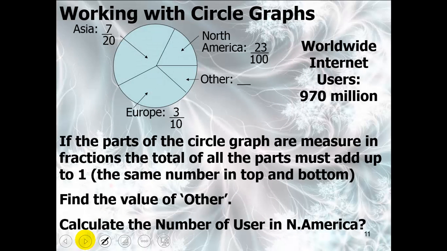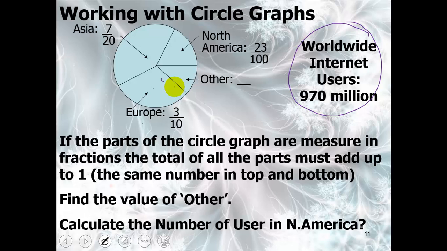All right. Last slide, working with circle graphs. What a circle graph does is it takes a population. In this case, we're looking at worldwide internet users, and that is 970 million, and it divides it into proportions. So of the 970 million, 23/100ths are users in North America. 7/20ths are users in Asia. 3/10ths are users in Europe. And then there's this other piece that we don't know what that proportion is or what that ratio is.